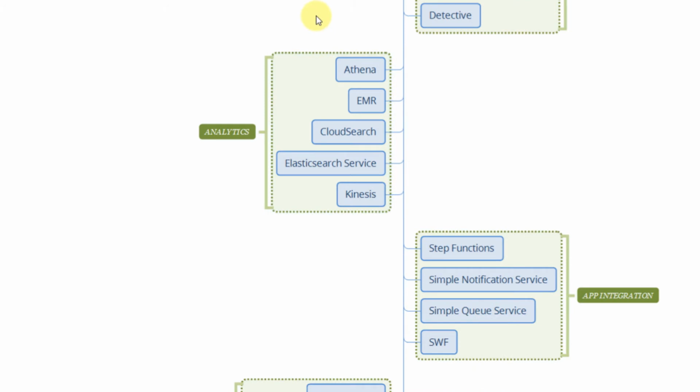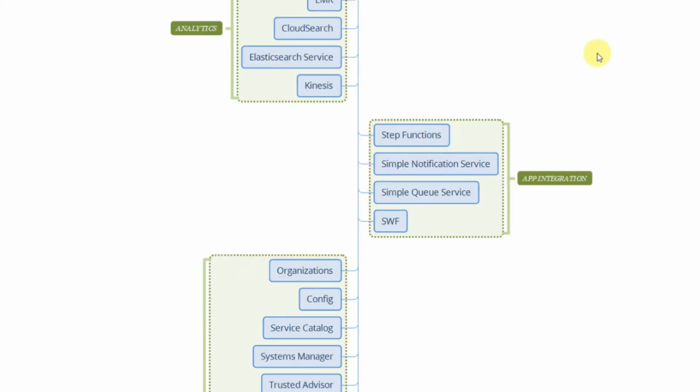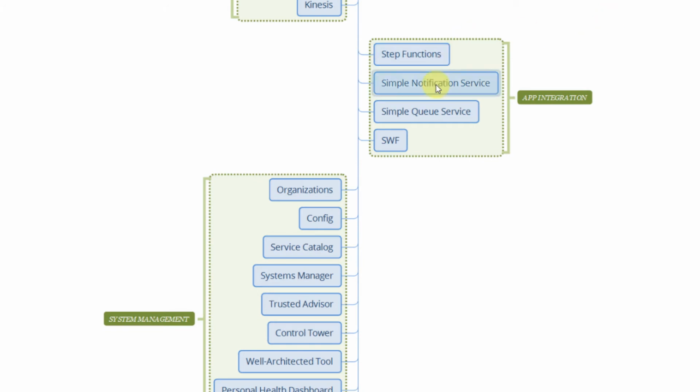Now, analytics is another really important part of most modern architectures. So understand Athena, Elastic MapReduce, CloudSearch, Elasticsearch Service for log analysis, and Kinesis. Now, application integration is an important area, and typically most architectures will be considering these. So Step Functions, SNS, SQS, and the workflow service are important in this area.